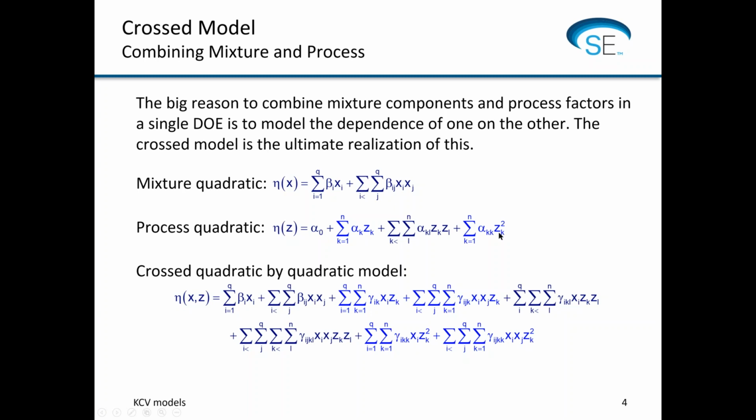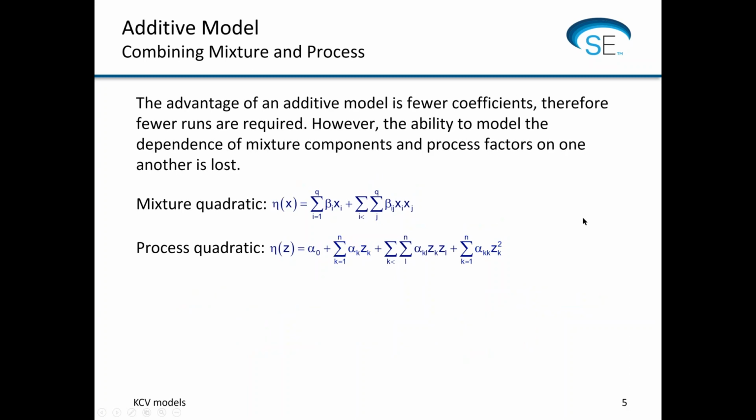Then I multiply it times the squared terms, and I'm going to get a correction to the linear blending for the quadratic correction for the process factors, and then a quadratic correction to the curvature in the mixture part for the process factors. Okay, so everything is crossed and connected. Now, another way to do a model instead of crossing them and multiplying them together is I could do an additive model. And so the advantage of an additive model is it has fewer coefficients.